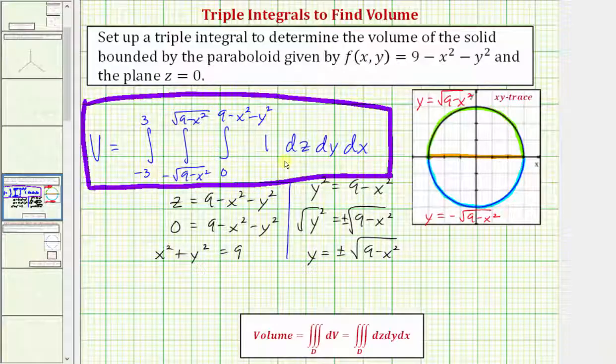So in this video, we just set up the triple integral in rectangular coordinates. We'll actually evaluate this using cylindrical coordinates in a future video.